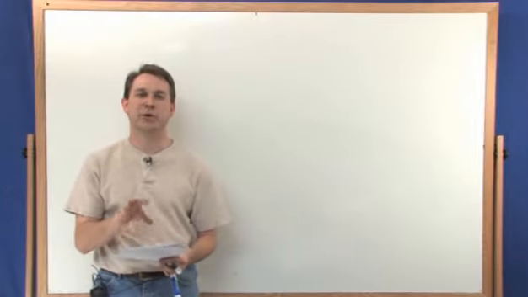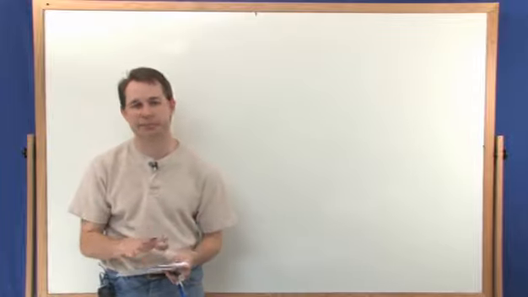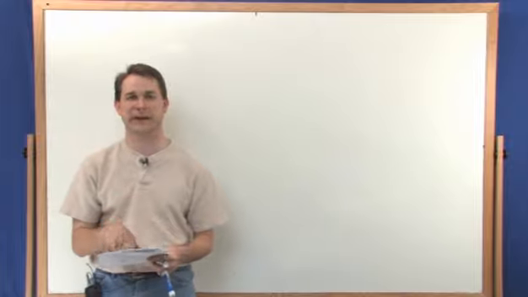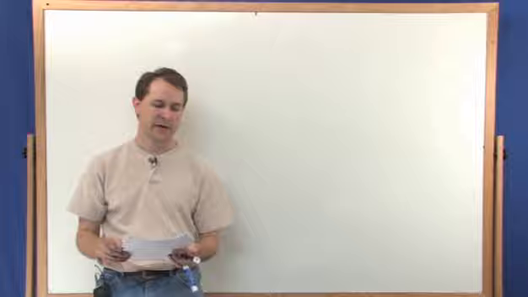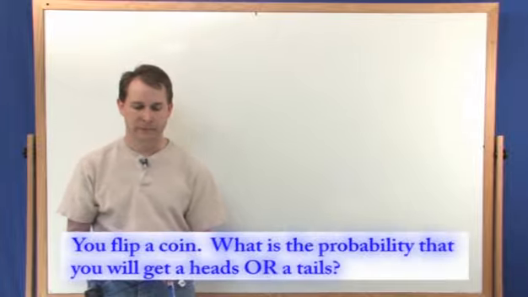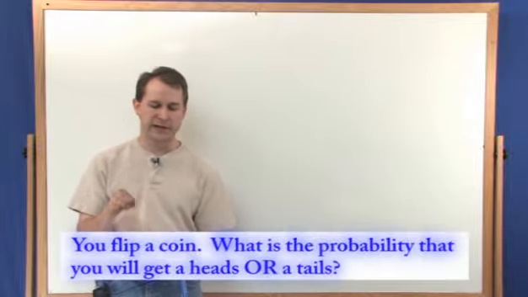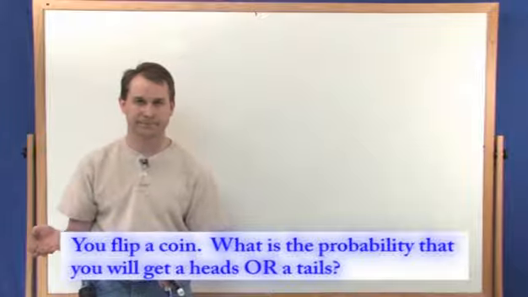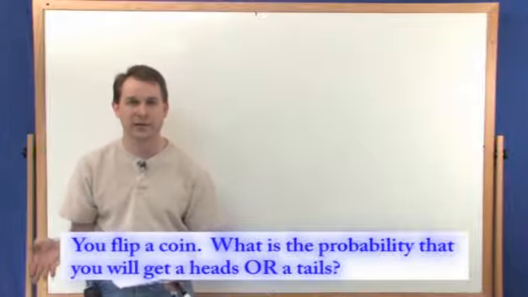Okay, so let's get to some problems. We're going to start out with the simplest problem I could possibly come up with to explain this, and then we'll get to the more complicated problems. You flip a coin. Okay, what is the probability that you will get a heads or a tails when you flip this coin? Heads or tails.